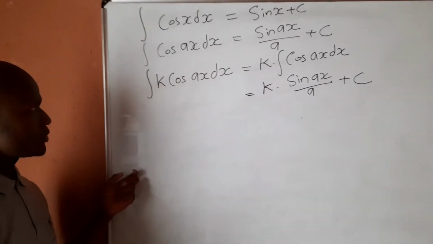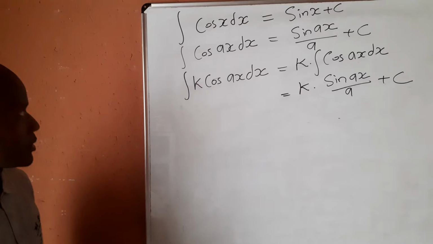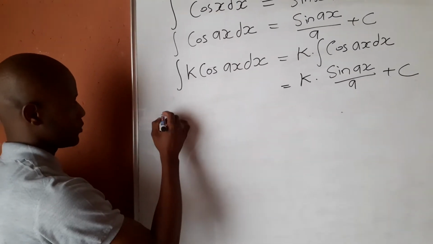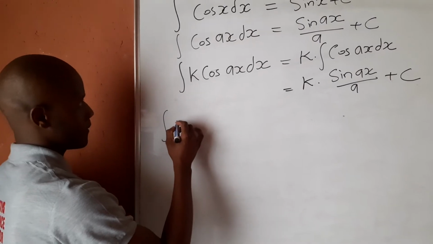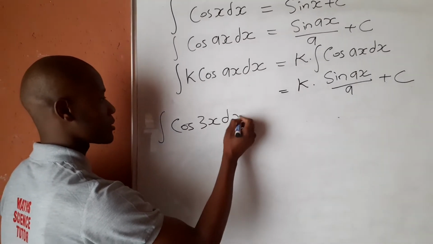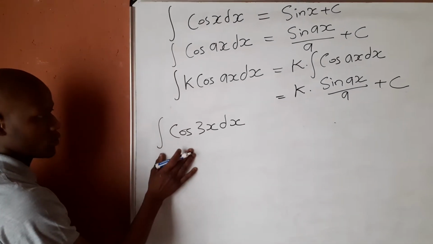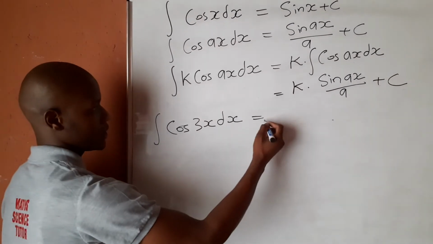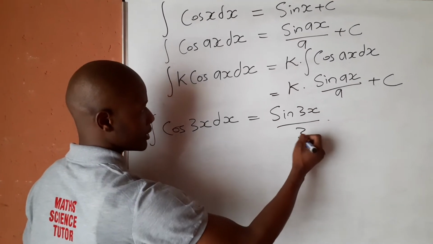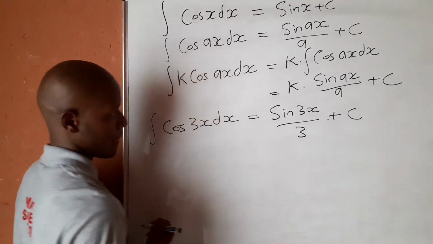So let me do a few examples, guys, where we are applying these formulas. Integrate cos 3x dx. When we integrate cos 3x dx, it is going to be sine 3x divided by 3 plus c.